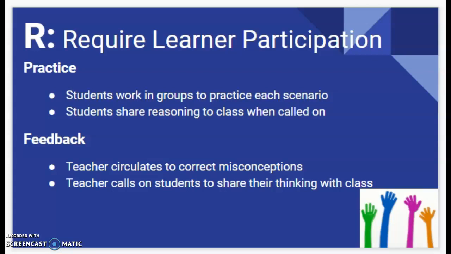After watching the lecture video, the teacher will provide scenarios one at a time to the class. In groups, the students will determine if copyright law has been violated and explain why or why not. Different groups will be called on to share their reasoning with the class. The teacher will circulate while students work to clarify misconceptions and provide feedback.